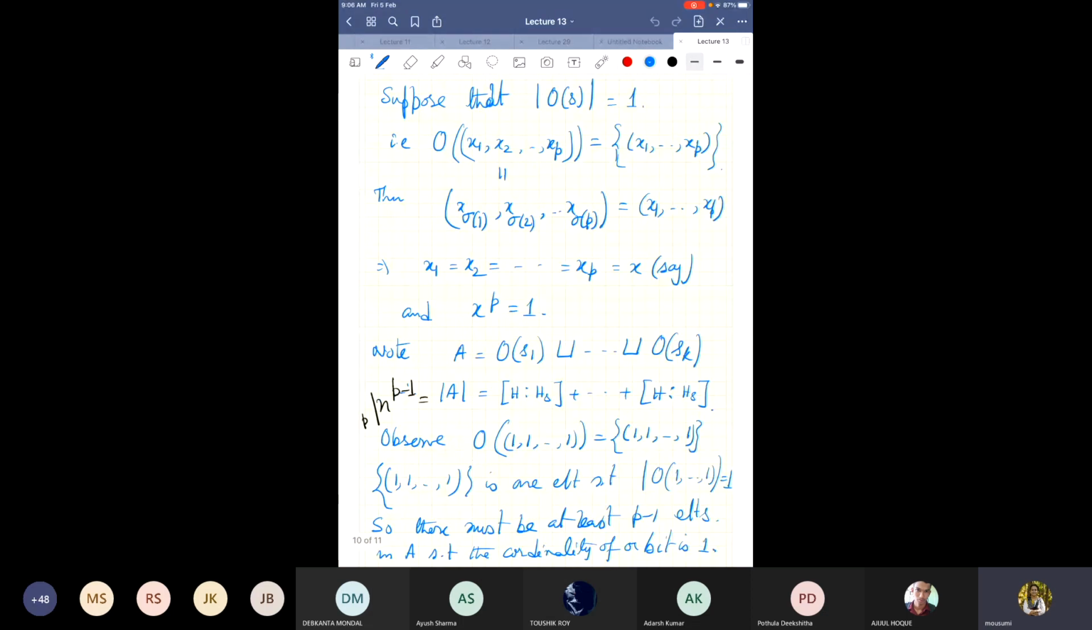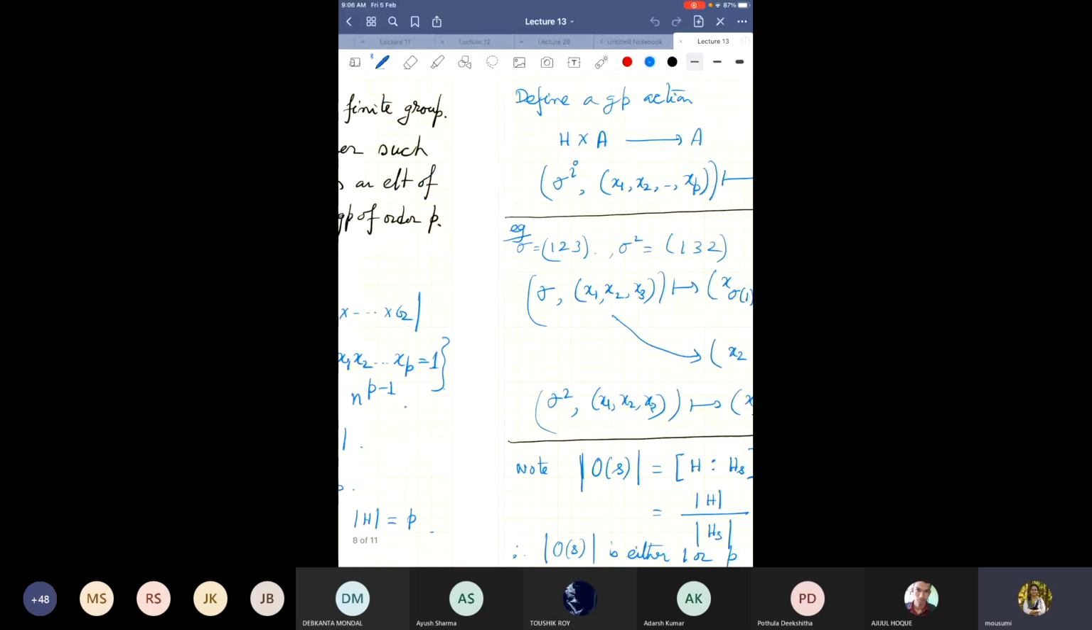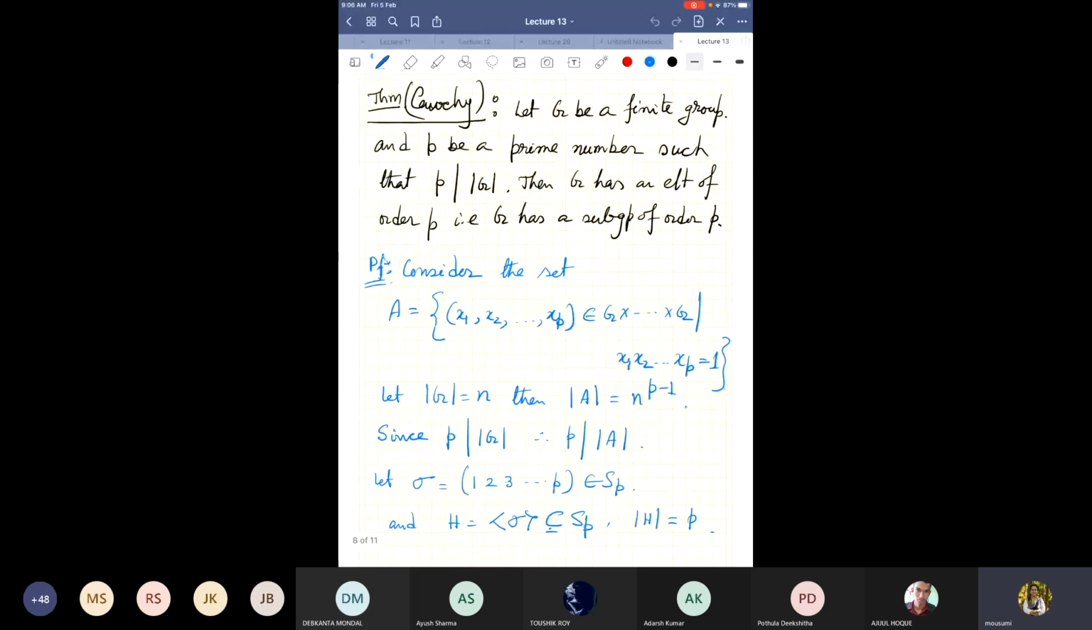Okay. So the statement, let me go back to the statement. So what was the statement? The statement says that if you have a finite group of some order and P is a prime number such that P divides the order of G, then there is a subgroup of order P. Okay, this is what Cauchy's theorem says.